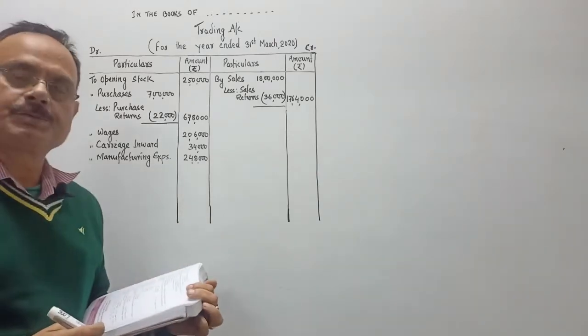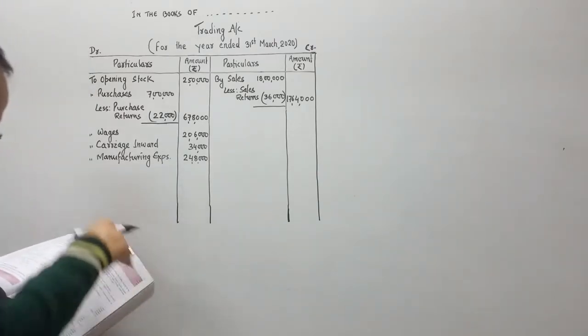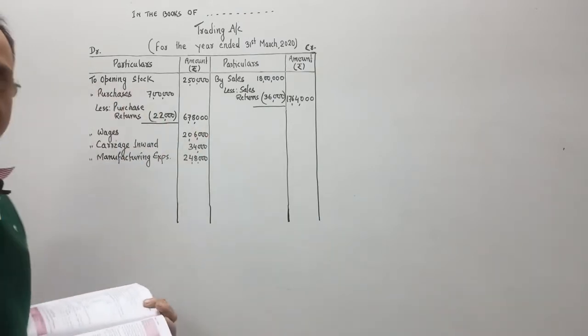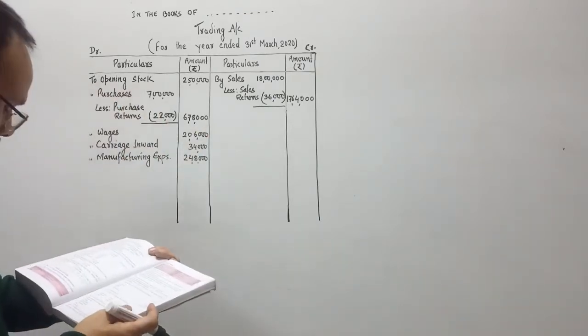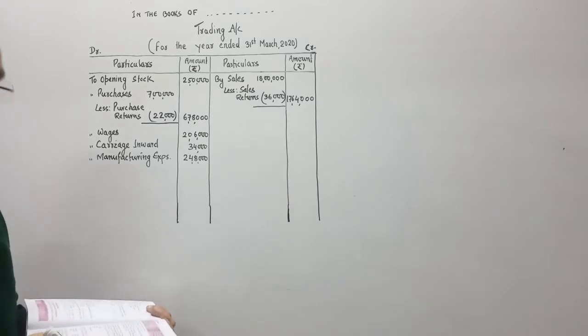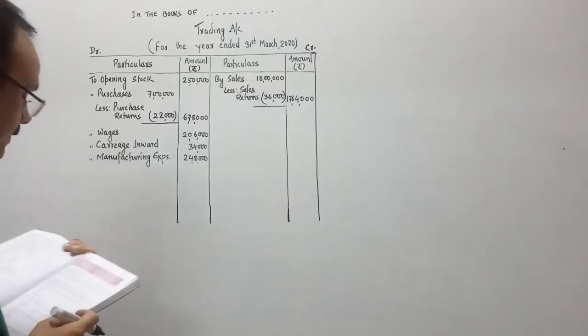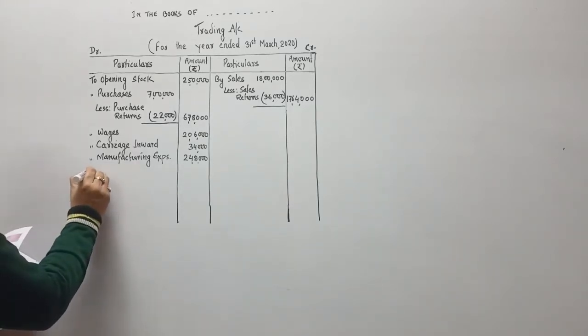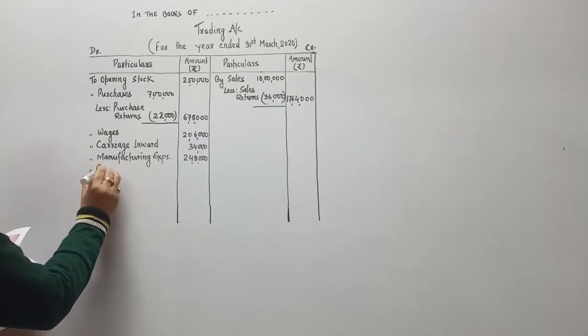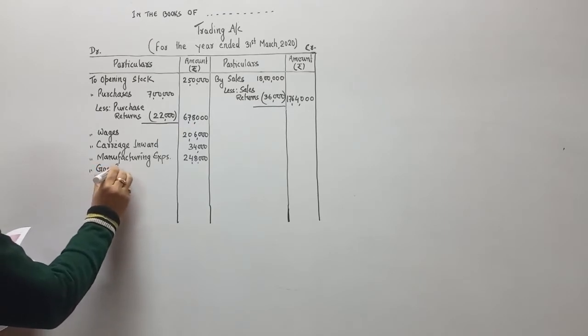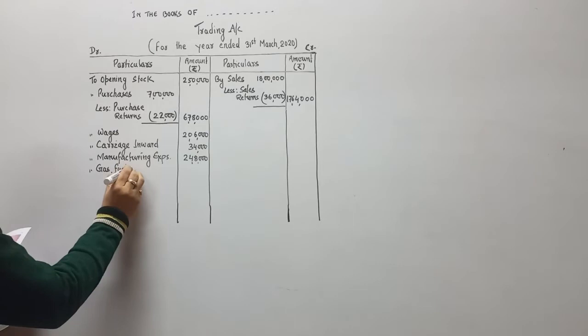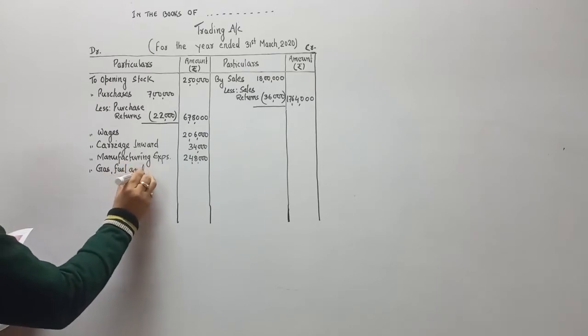This is a direct expense. Next, coming to the right hand side of the format, we have done the treatment of purchase return and sales return. Thereafter, gas, fuel and power. It's also a direct expense.